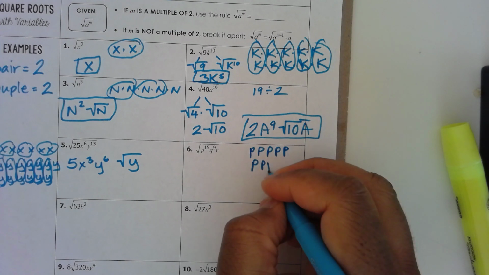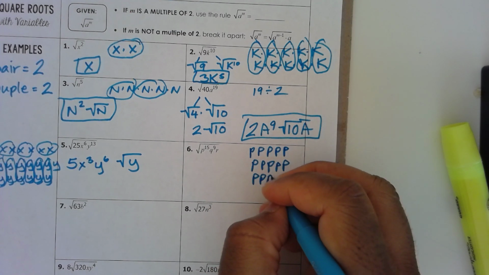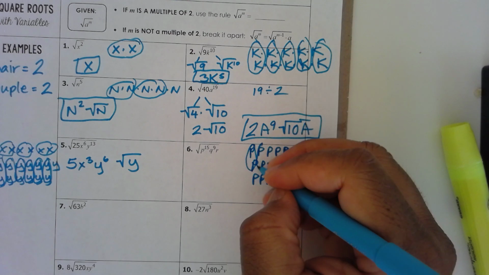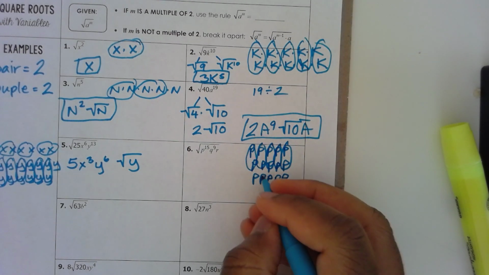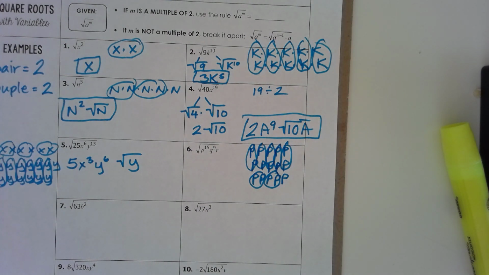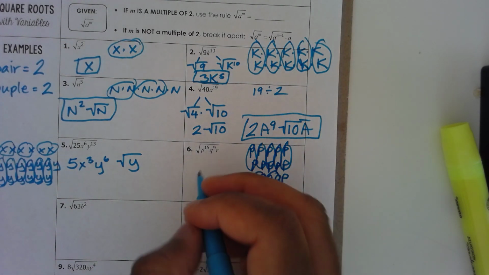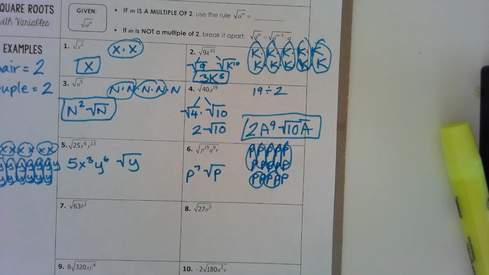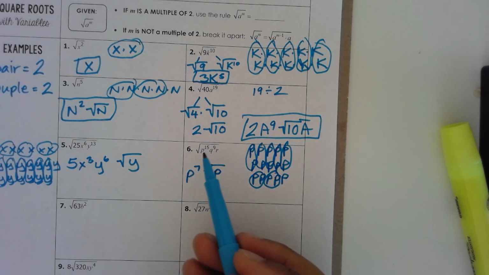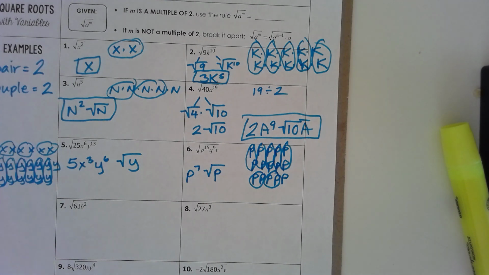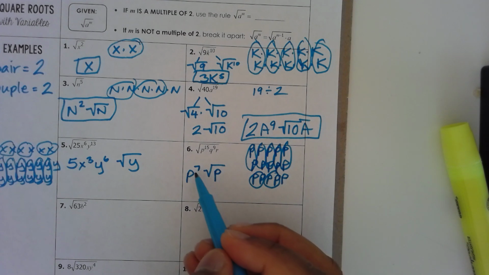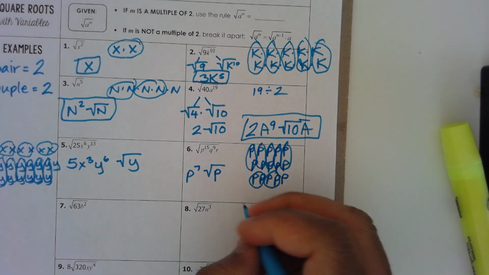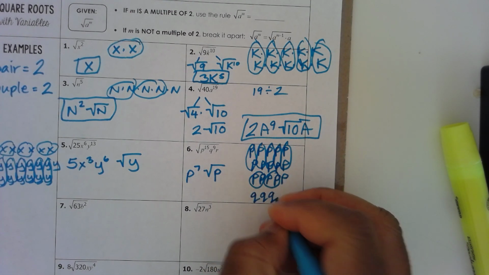I'll write out the p's 15 different times. Now, when I do this, I'm going to have quite a few pairs here. And you'll notice I'll have 7 pairs and then that lonely p. So we'll have p to the 7th, and then I'll have that p on the inside here. Okay? Now I could have just divided 15 by 2, which would have given me 7 point something. And then I would have had the 7, and I would have known there was a leftover p by itself on the inside.